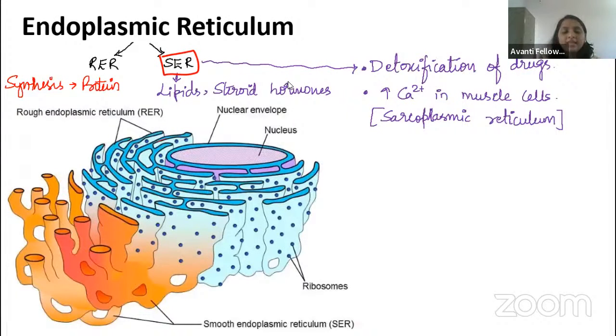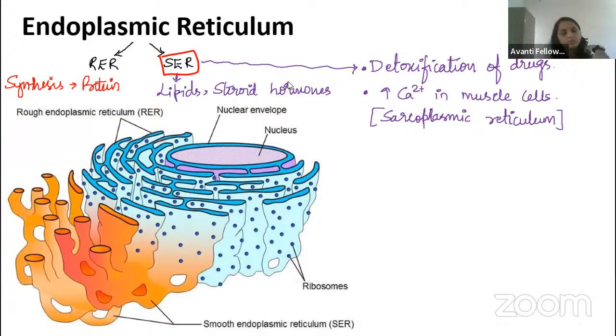So here it helps in the calcium storage in the muscle. That's why in the muscle we call it the sarcoplasmic reticulum. Remember, guys. So what is the name of the endoplasmic reticulum in the muscle? That is the sarcoplasmic reticulum. Remember, it is the storage of calcium, where the calcium is stored. So, did you understand this, guys?